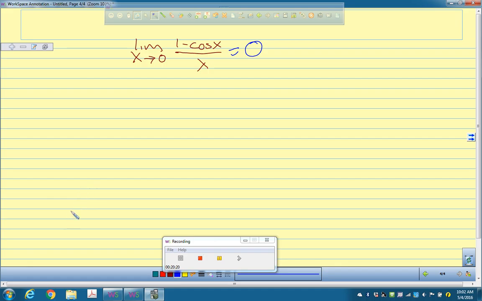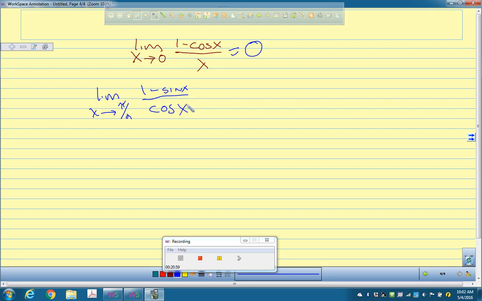Yes. So I did want to show you one where you actually have to do some tricks, because there's one like this on your homework. So this is kind of a good one. The limit as x goes to pi over 2 of (1 minus sine x) over cosine x. There's a couple different ways to do this.